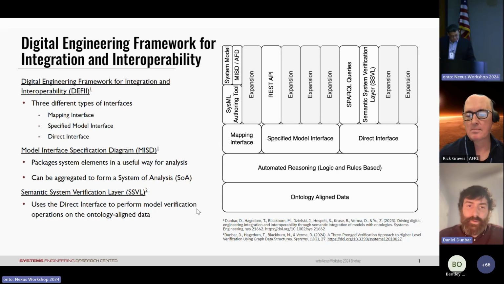But here, this framework, the digital engineering framework for integration and interoperability, is a picture of our approach to ontology-aligned data. In digital engineering, you talk about the authoritative source of truth, and we view ontology-aligned data as a really good way of representing at least part of that authoritative source of truth.